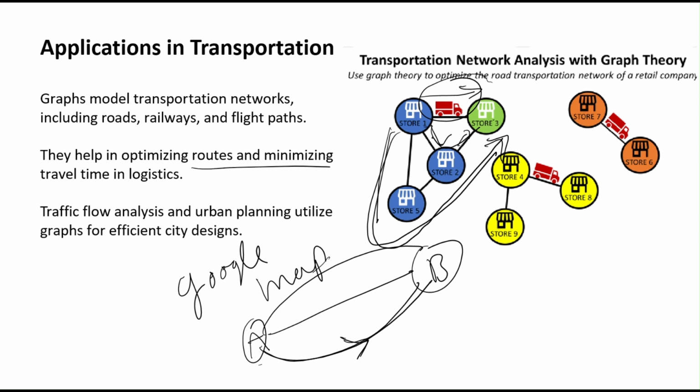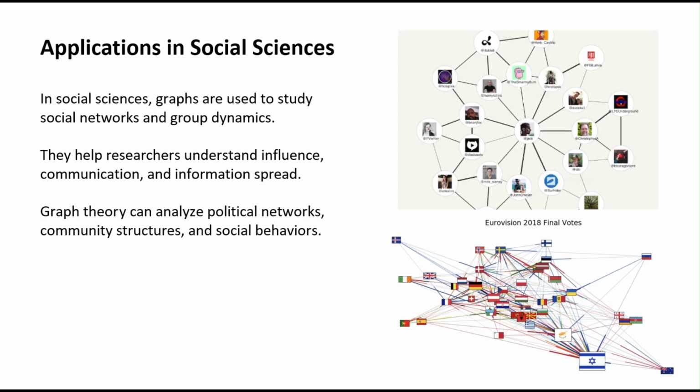They are helping optimize routes and minimize travel time in logistics. Traffic flow analysis and urban planning utilize graphs for efficient city designs. Even designing a city uses graphs to connect different kinds of locations.